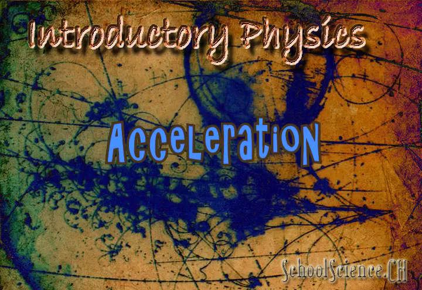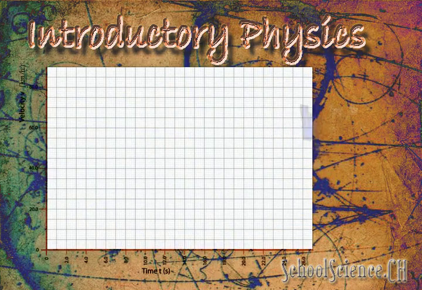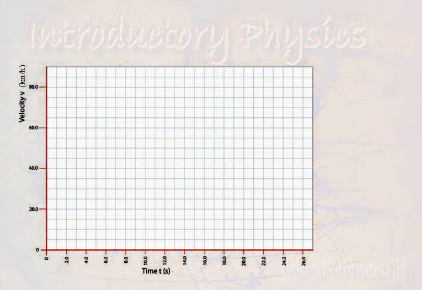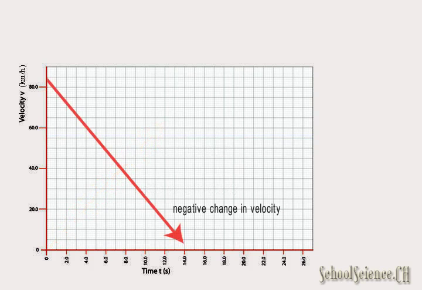Today we're going to continue our examination of motion by looking at graphs of velocity when the velocity is not constant. In previous examples, the velocity was always constant. The graph of constant velocity against time is a horizontal line. When the velocity changes, it can be increasing or decreasing.